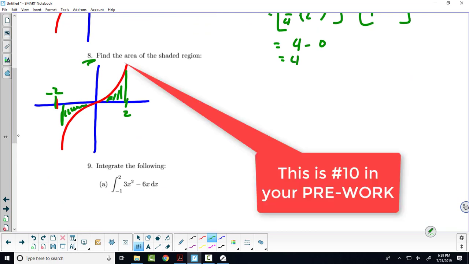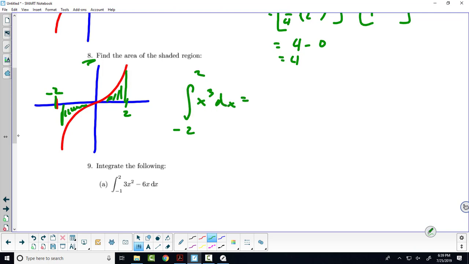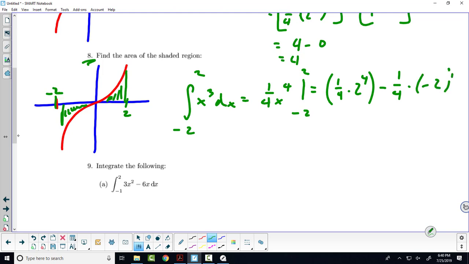Well, let's do the work. This is the antiderivative from minus 2 to 2 of x cubed dx, which is equal to 1/4 x to the 4th from negative 2 to 2, which is equal to 1/4 times 2 to the 4th minus 1/4 times negative 2 to the 4th. Which is 4 as before, but then what is this? Well, negative 2 to the 4th is 16, divided by 4 is 4. We get 4 minus 4, we get 0.